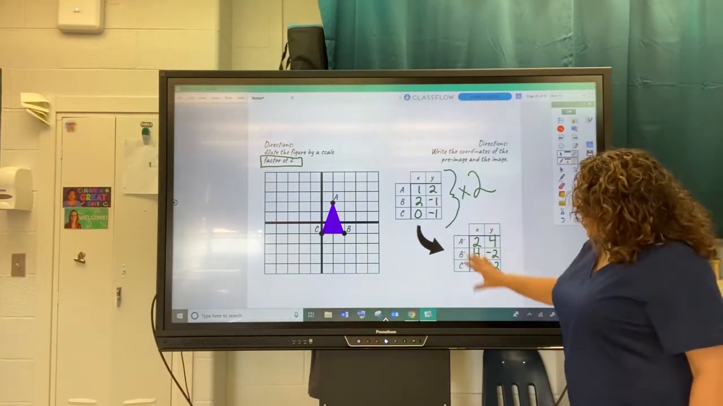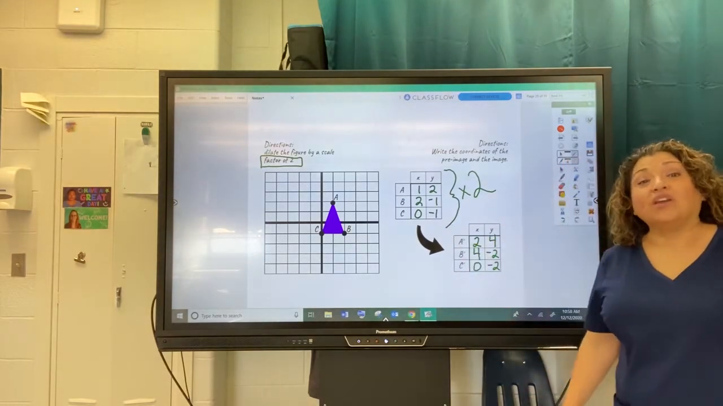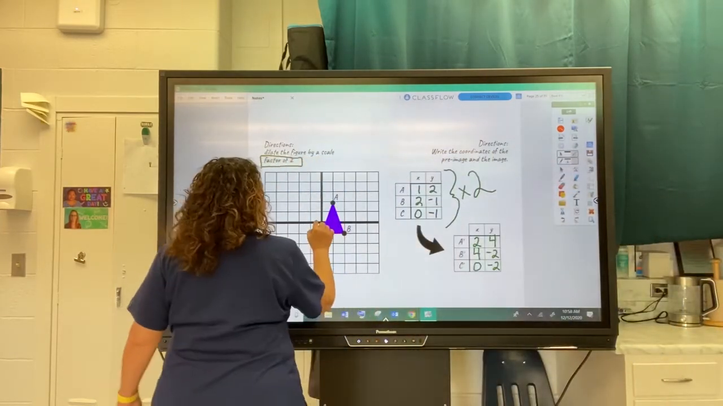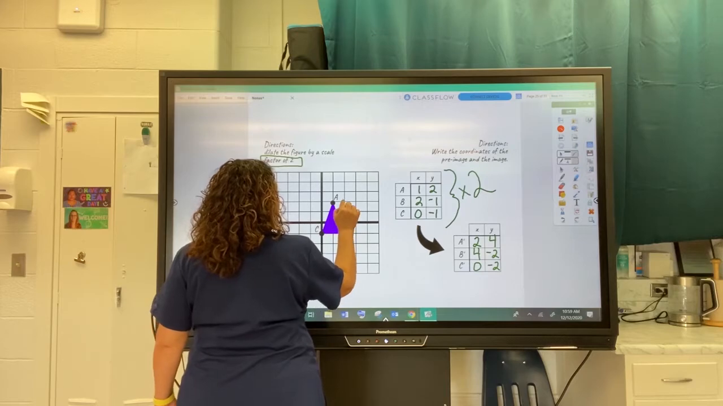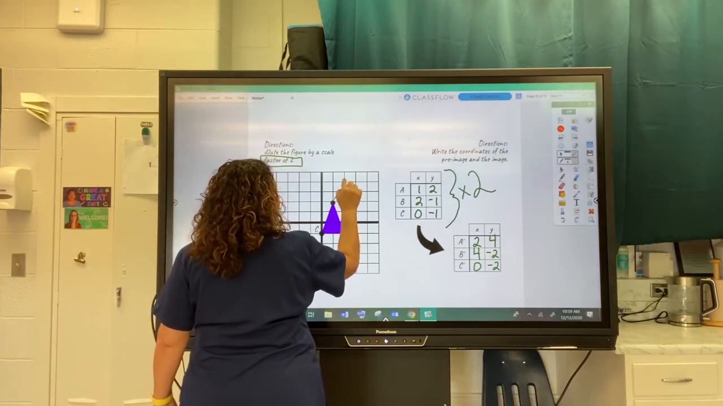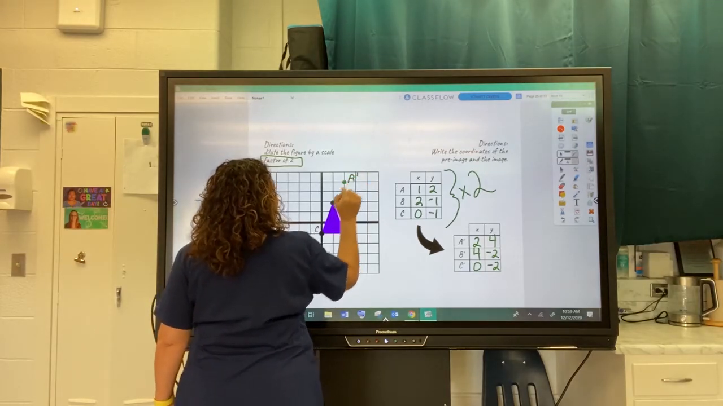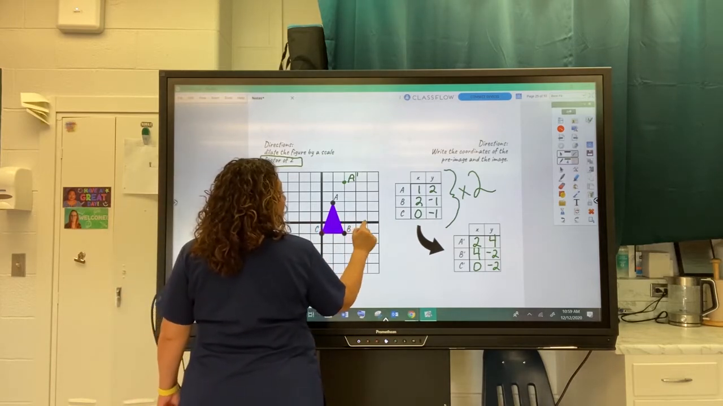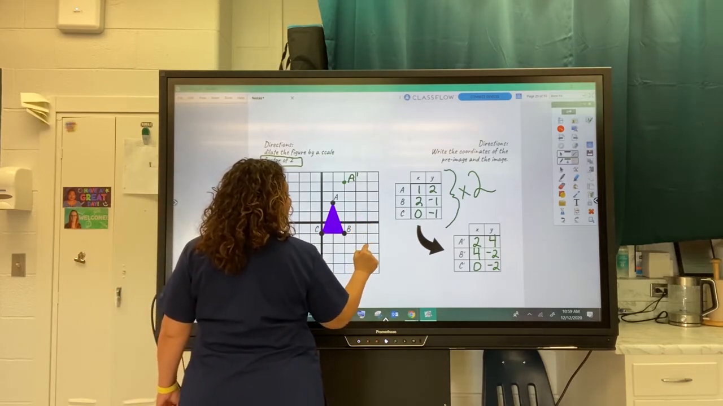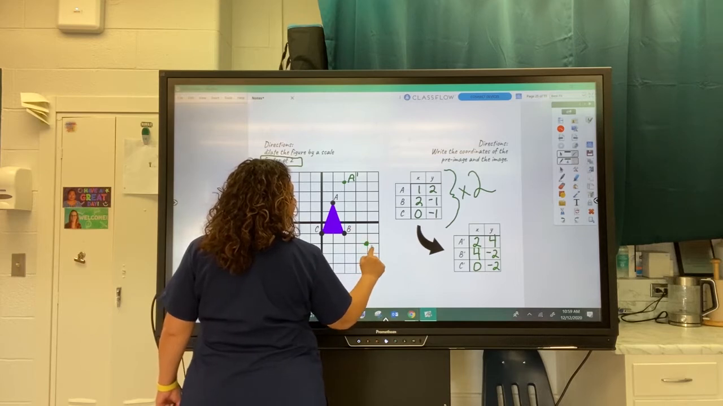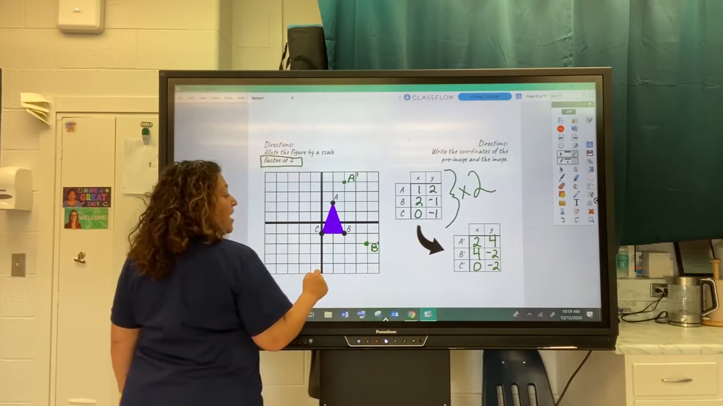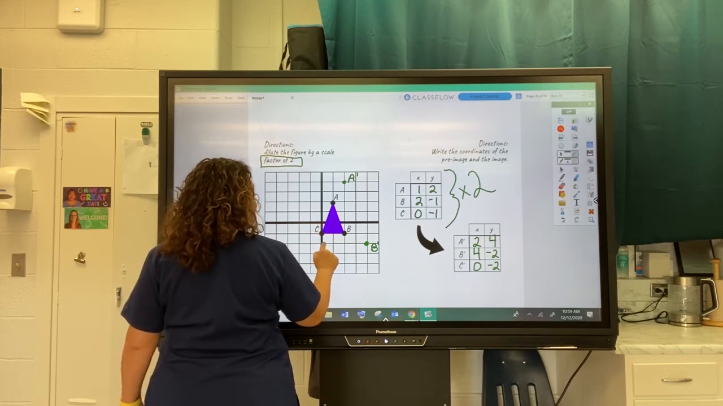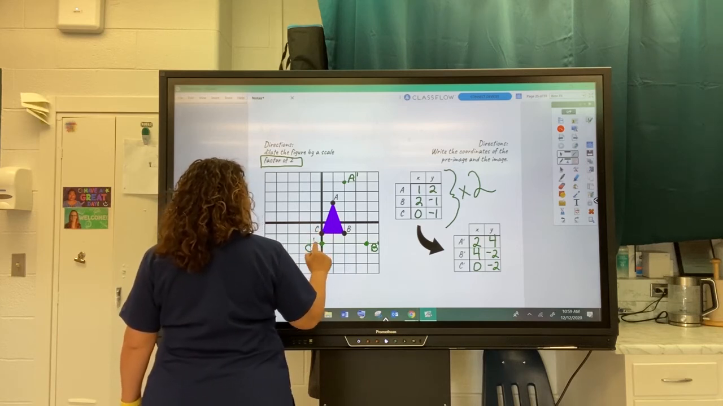So we already have the points. Now we're going to plot them. Are you ready? So here is 2, 4, which is A prime. Then B prime is 4, -2. B prime. And then C is 0, -2. C prime.